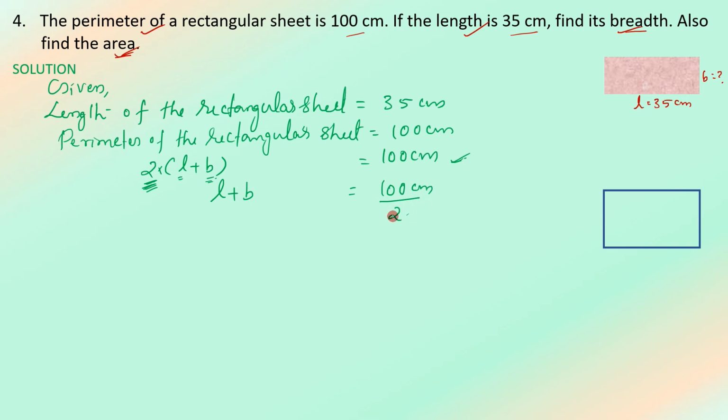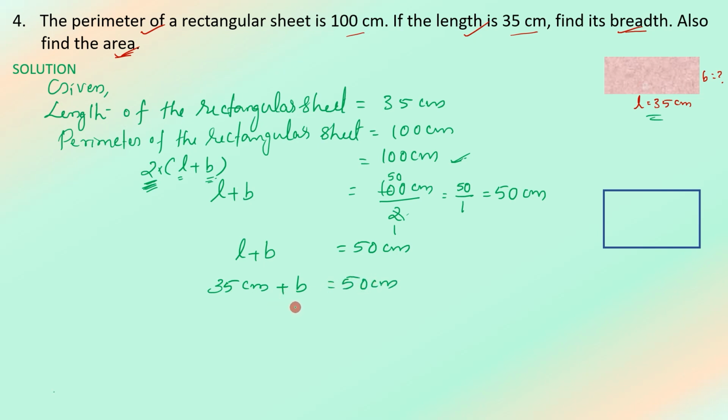Or we can divide numerator and denominator by 2. That is 2 divided by 2, it is 1. 10 divided by 2, it is 5. Then put this 0. That is what we are getting here, 50 divided by 1, which equals 50 centimeter. That is, L plus B equals 50 centimeter. Now we can substitute the value of L, the length given as 35 centimeter. So 35 centimeter plus B equals 50 centimeter.